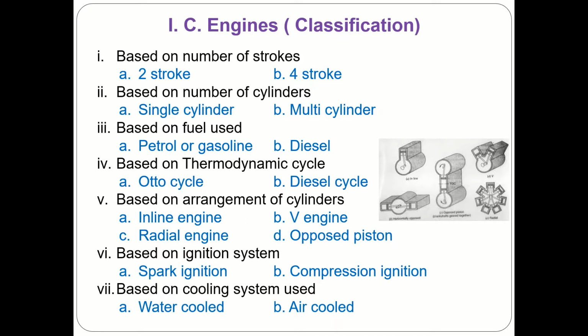In an internal combustion engine, fuel is burnt inside the engine cylinder itself, and there itself the power is generated. So that is the basic difference between internal combustion engine and external combustion engine. Let me concentrate on internal combustion engines. Now I will classify the internal combustion engines. The first one is based on number of strokes. You can divide engines into two types based on number of strokes: one is the two-stroke engine and the second one is the four-stroke engine.